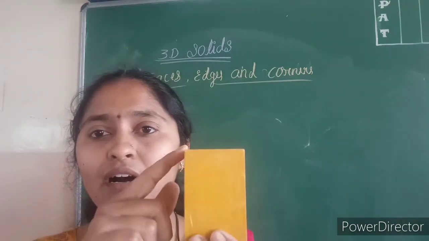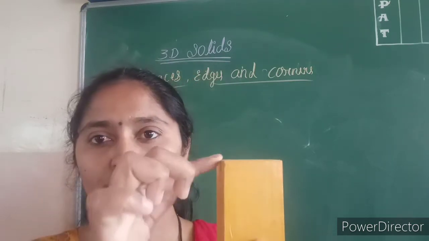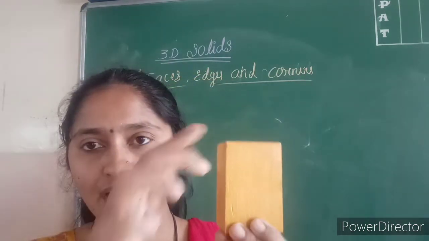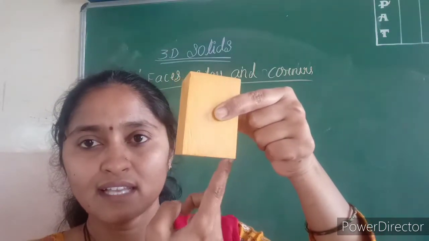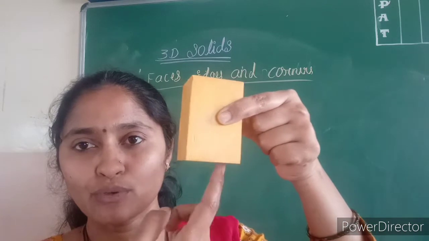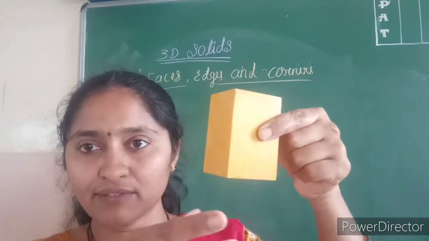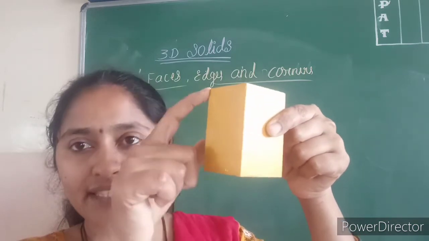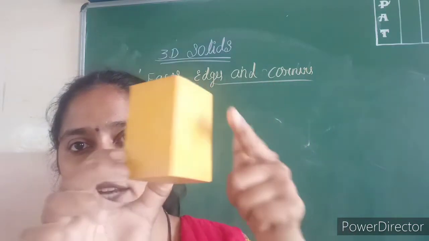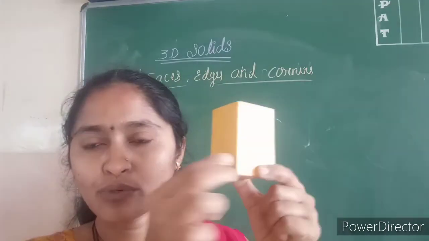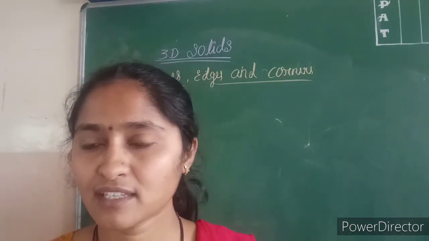So 1, 2, 3, 4. So here 4 edges are there. Now down one, we'll see. 5, 6, 7, 8. So here also 4. So 4 plus 4, 8. 8 edges. Now we'll see the side ones. After 8, this one is 9, 10, 11 and one more, 12. So total how many edges does it have? It also has 12 edges like a cube.